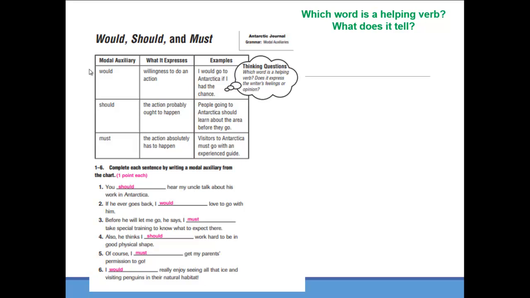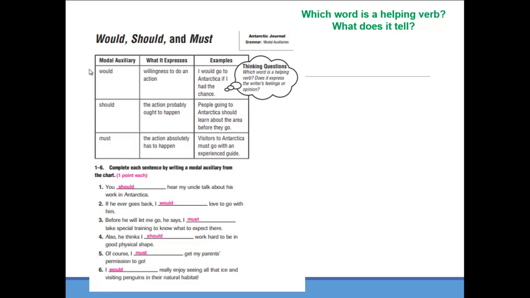The last one, must. It shows that the action absolutely has to happen. It has to happen. There is no other option. For example, visitors to Antarctica must go with an experienced guide. They must go with a guide. The action has to happen that way. So going to Antarctica must be with a guide. The action must happen. There is no other option.